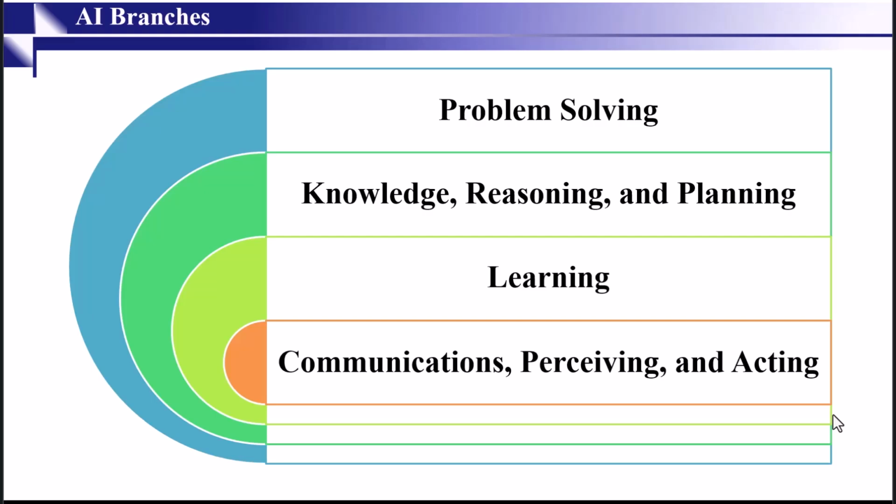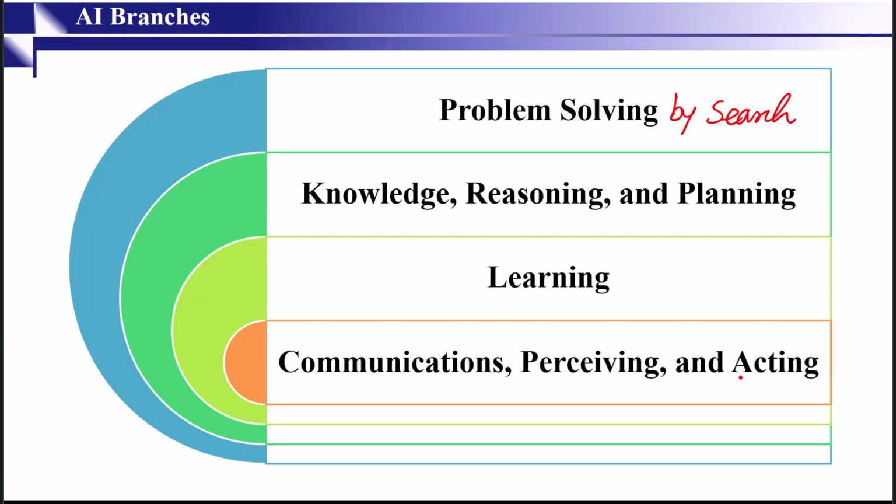There are too many algorithms proposed to solve such tasks that need human-like intelligence. We can categorize the AI algorithms into four main branches. The first one is problem solving by search. The second one is knowledge, reasoning, and planning. The third one is learning, and the fourth one is communication, perceiving, and acting.